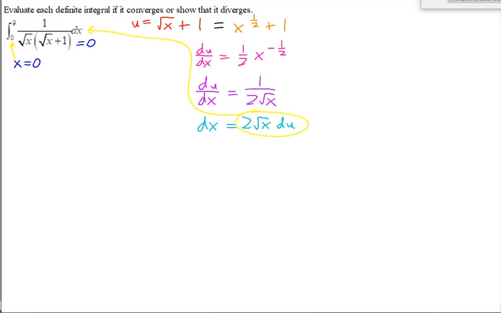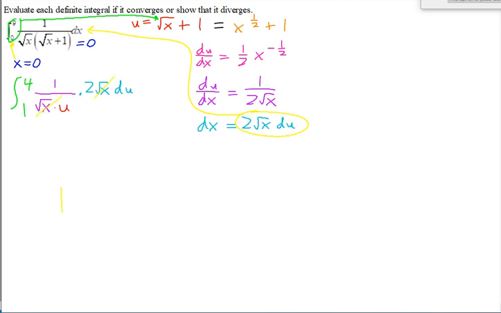Then, we also need to convert the lower and upper limits, remember, since we're using substitution right here. So substituting 9, square root of 9 is 3 plus 1 gives you 4. And substitute in 0, 0 plus 1 is 1. And let's see what we have left now. So now we still got 1 over square root of x, and now we replace this one with u, and then dx is 2 square root of x du. So now you can see the square root of x is reduced out, which is what we wanted, to get all in terms of u.